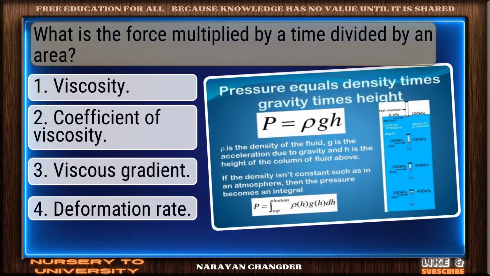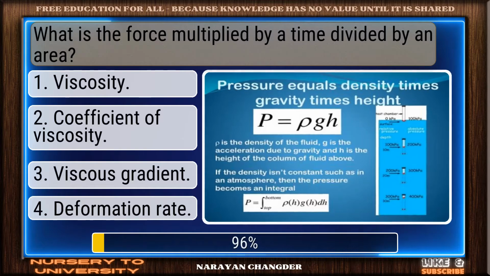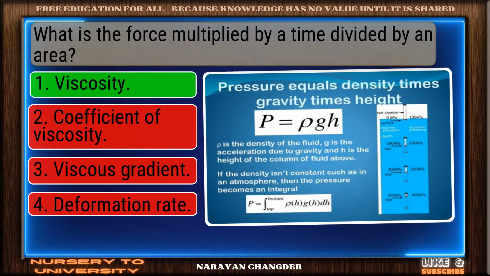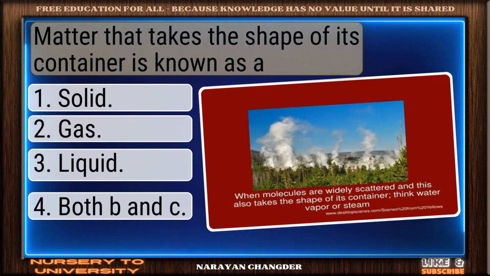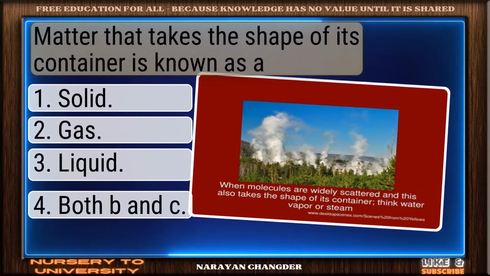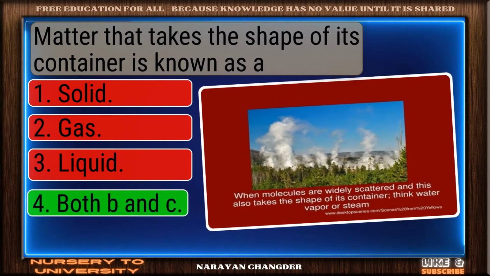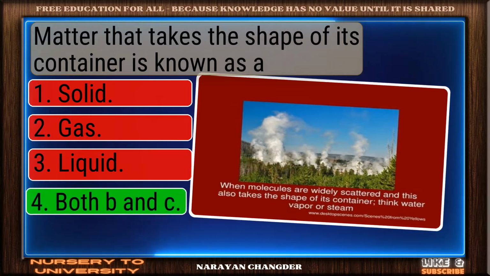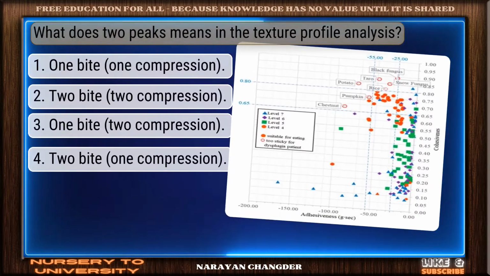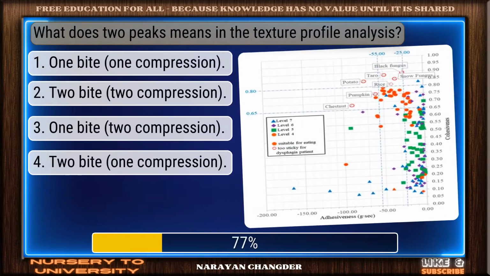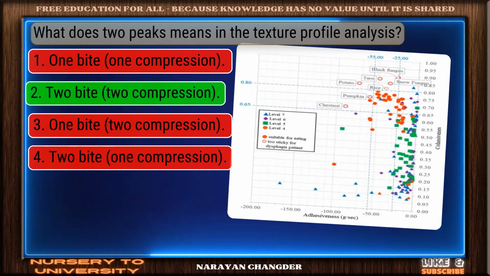What is the force multiplied by a time divided by an area? Great job. Viscosity is the accurate answer. Matter that takes the shape of its container is known as a. Well picked. Both B and C is the correct answer. What does two peaks mean in the texture profile analysis? Nice selection. 2 bite is the correct and valid answer.